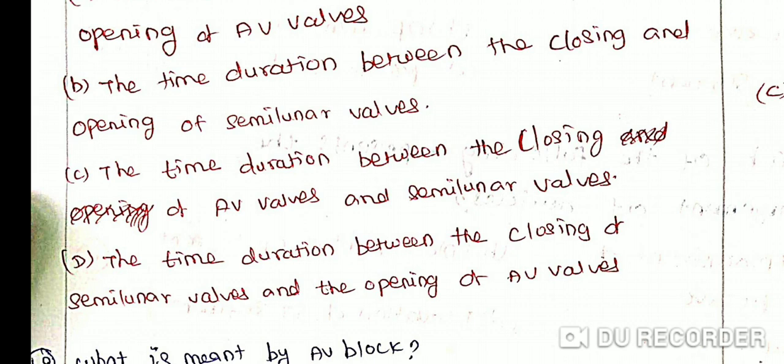The correct answer is option C, the time duration between the closing of atrioventricular valves and the opening of semilunar valves. The time duration between the closing of AV valves and the opening of semilunar valves is known as isovolumetric systole. The time duration between the closing of semilunar valves and the opening of AV valves is known as isovolumetric diastole.